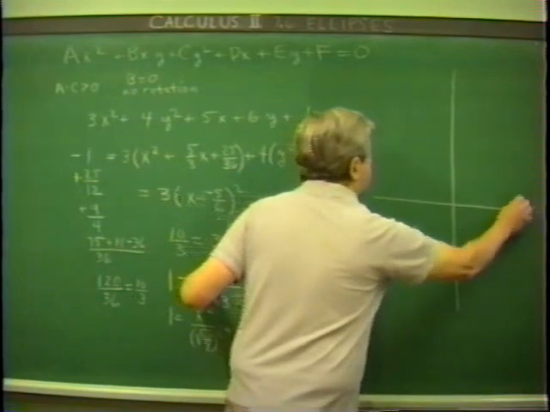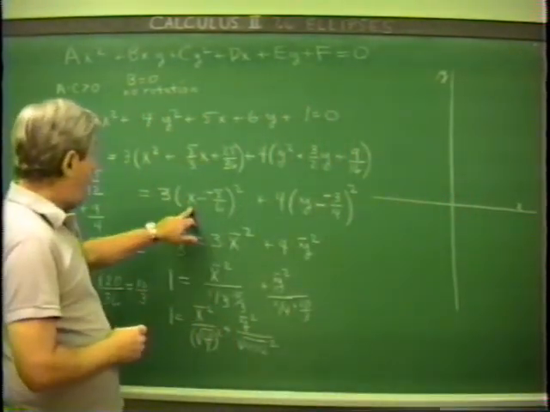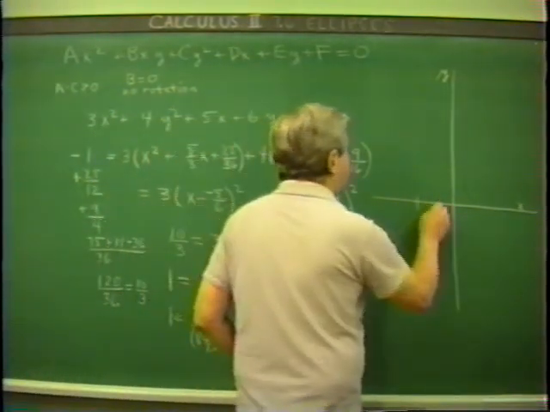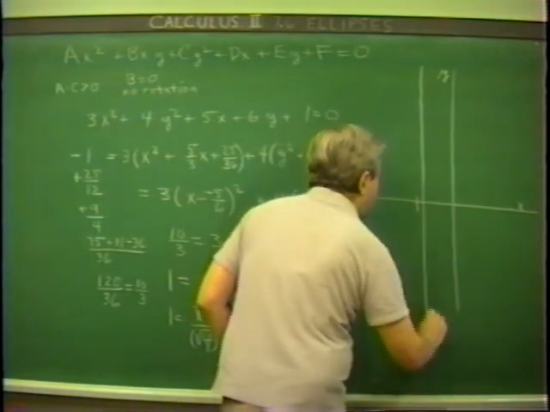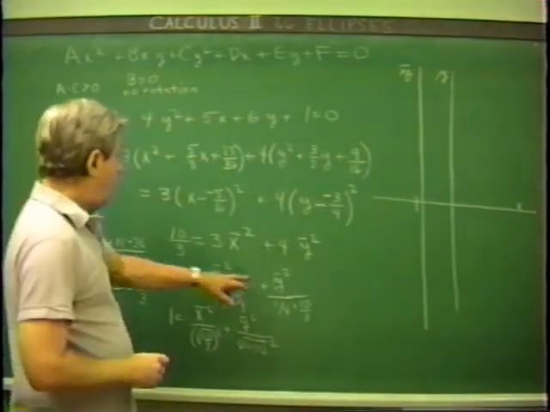X bar equal to 0 is going to be the y bar axis. This is the x axis and the y axis. X bar equal to 0 is going to be the y bar axis, and that's going to be when x is equal to minus 5/6. So if we come over here to minus 5/6, we can draw this then as a y bar axis.